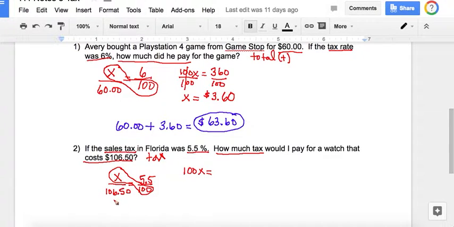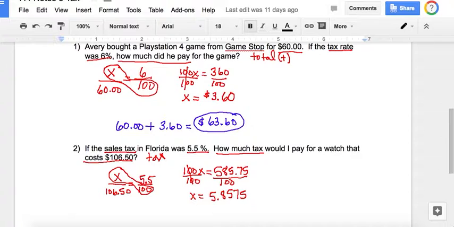And 5.5 times $106.50 is 585 and 75 hundredths. Now, the opposite of multiplication is division, so we're going to divide both sides by 100. 100 divided by 100 is a 1 in disguise. And if I divide that out, I get 5 and 8,575 10,000ths.